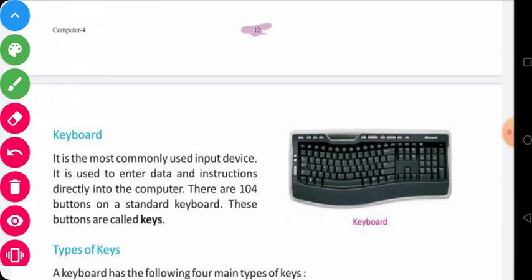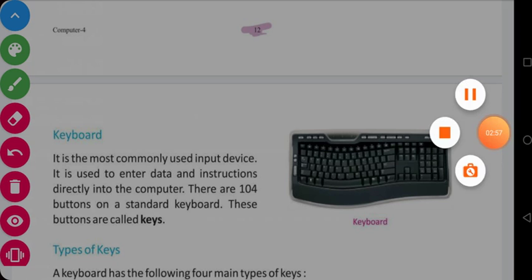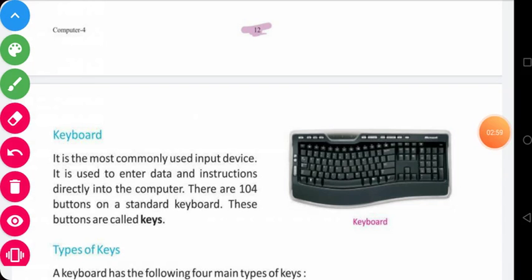It is the most commonly used input device because it plays a very important role in providing or inputting any important information inside a computer. It is used to enter data and instructions directly to the computer. There are 104 buttons on a standard keyboard. How many buttons are present in a standard keyboard? 104. And these buttons are called keys. What do we call such buttons? We call them keys.